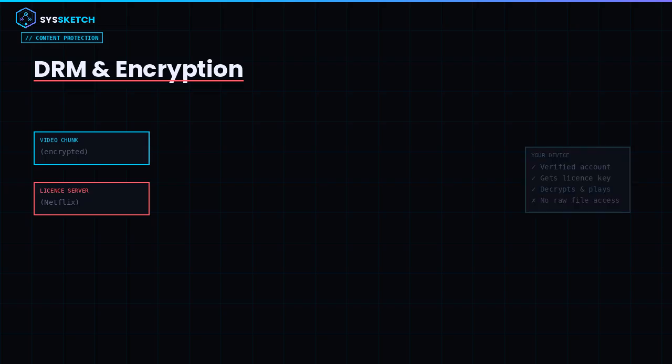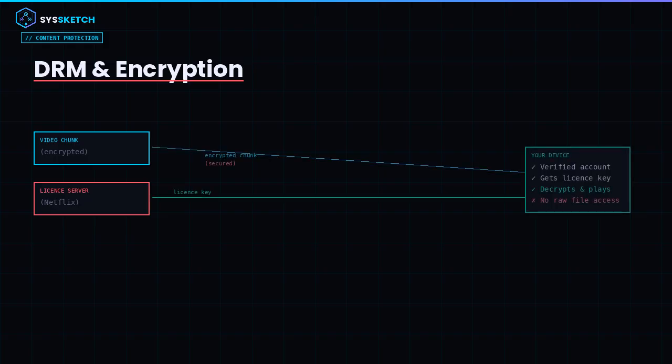Netflix supports several DRM systems depending on the device. Widevine on Android and Chrome, FairPlay on Apple devices, and PlayReady on Windows. Each one is different in implementation, but the principle is the same. The content is never available in an unprotected form outside of the secure playback pipeline.